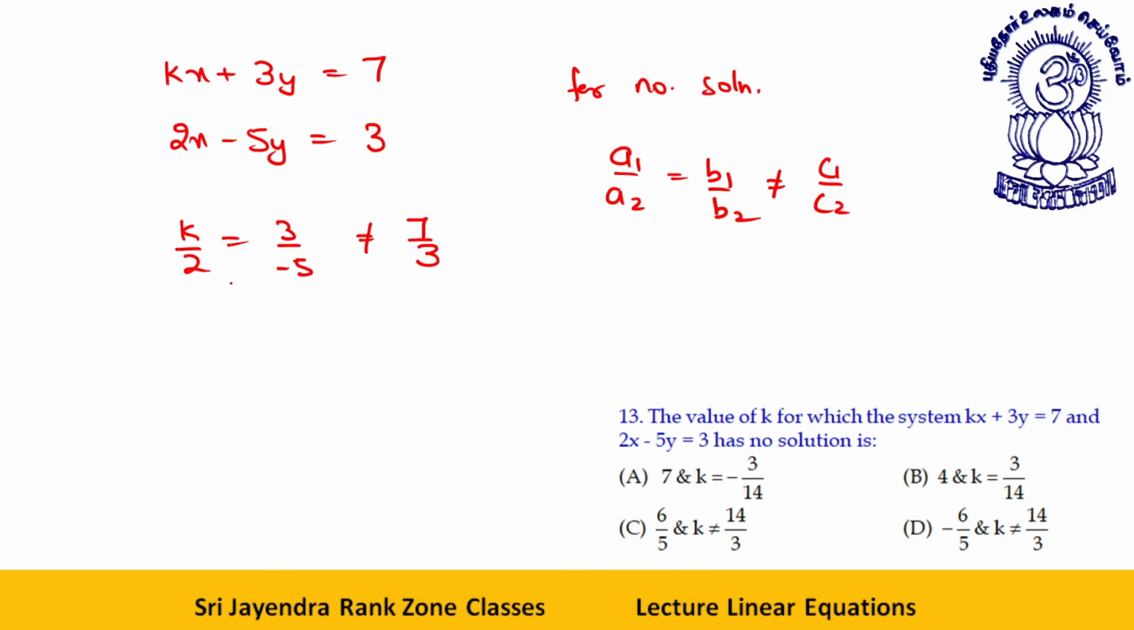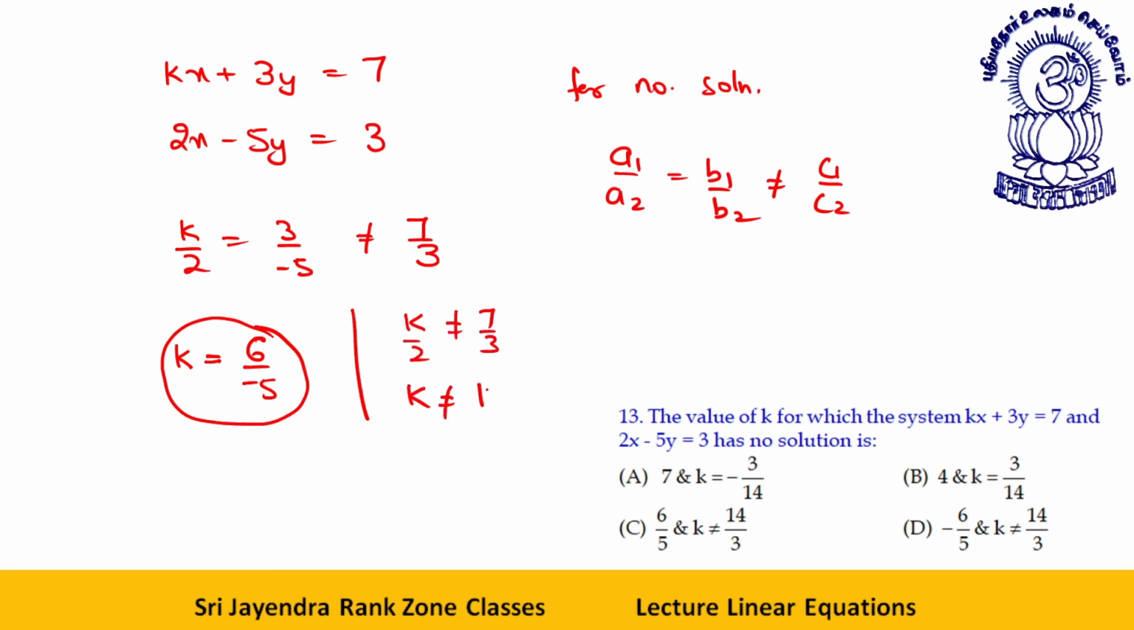First of all, k is equal to what? 3 into 2, 6 by minus 5. You have got one value. If I take the other condition, k by 2 not equal to 7 by 3, I get k not equal to 14 by 3. So k is equal to minus 6 by 5 and also k is not equal to 14 by 3. Therefore this is your answer. Okay, dear students, let's take the next one.